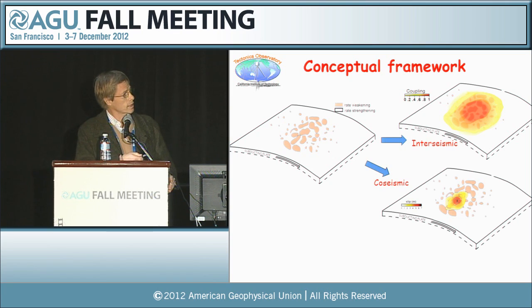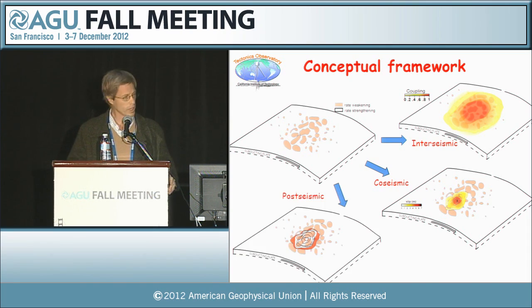During large earthquakes, you're going to have several of those asperities rupturing, and the patchwork will be a source of complexity during the rupture. And following the earthquake, there is a stress increase around the rupture, which is going to promote aseismic creep in those areas that are rate strengthening.